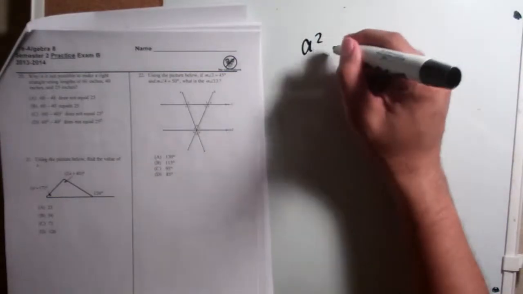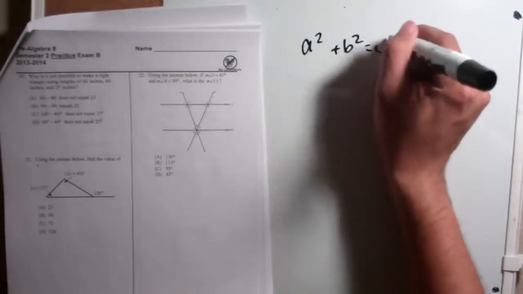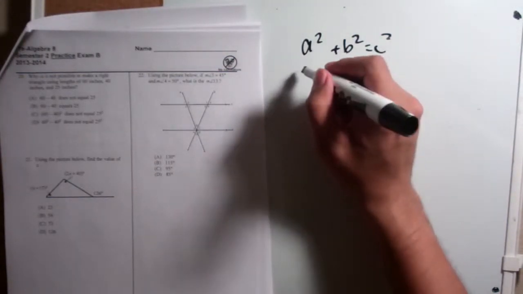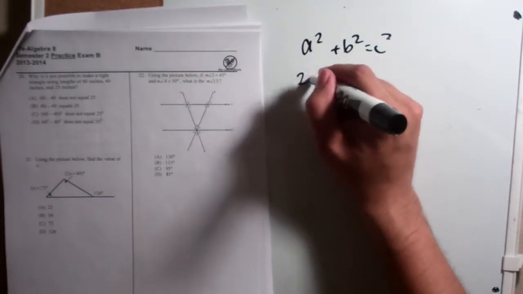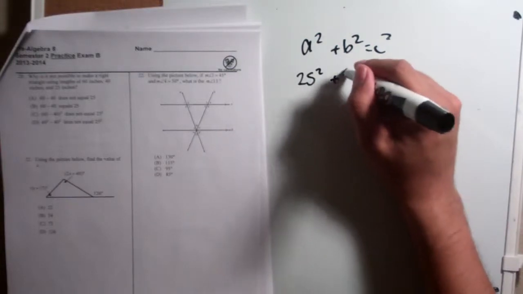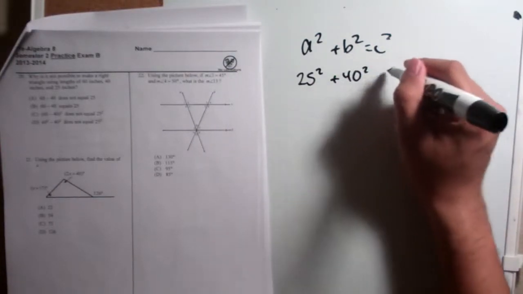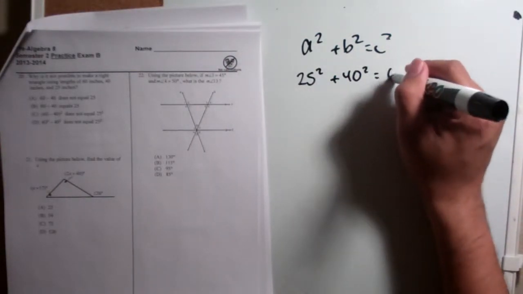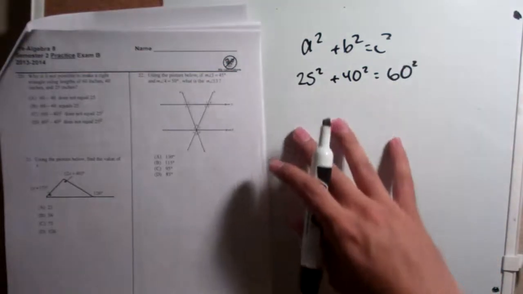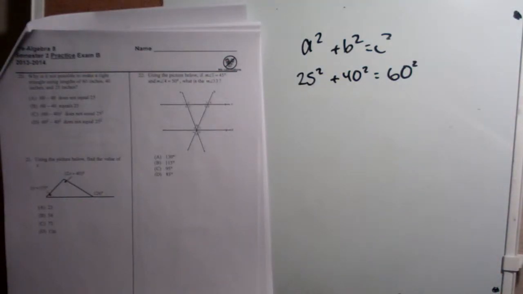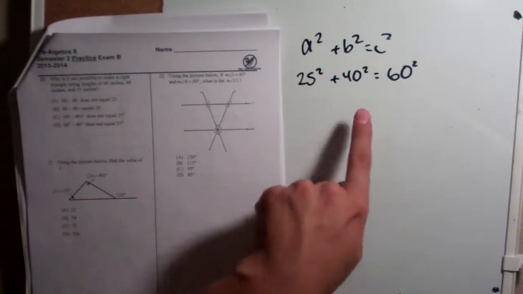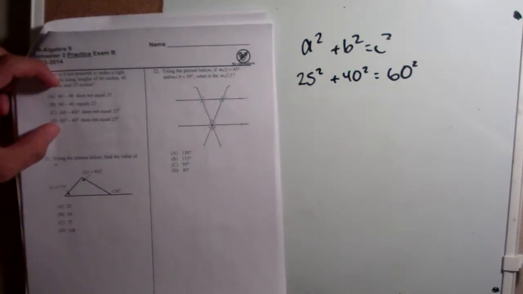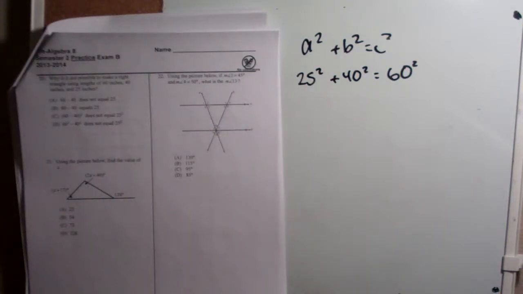So a squared plus b squared equals c squared. Let's go ahead and write 25 squared plus 40 squared equals 60 squared. If you were to multiply this out, this isn't true. And in the problem it says that it's not true. So it's asking which one of these representations should be equivalent using the Pythagorean theorem.